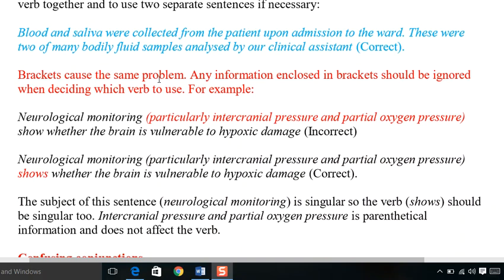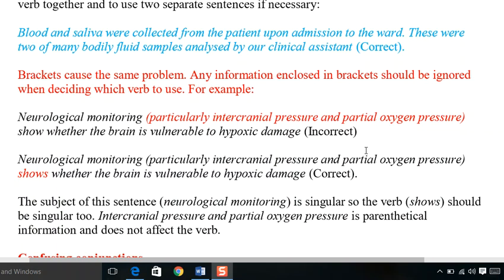Brackets cause the same problem. Any information enclosed in brackets should be ignored when deciding which verb to use. For example: neurological monitoring, particularly intracranial pressure and partial oxygen pressure, show whether the brain is vulnerable to hypoxic damage. This is a text taken from some neurological science department.